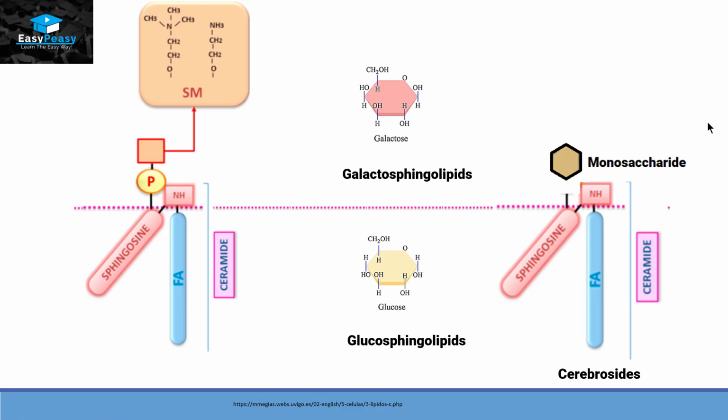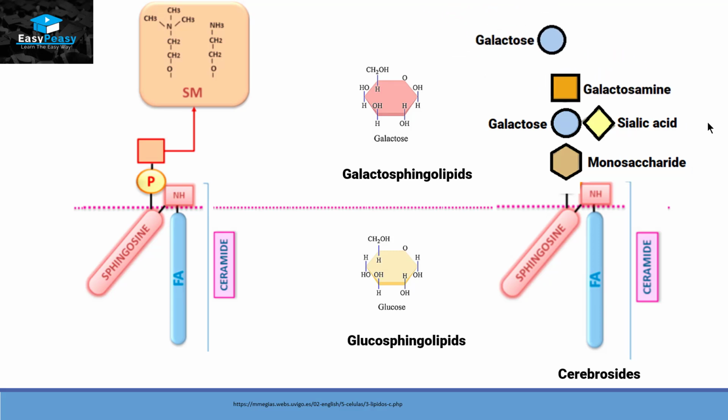If more monosaccharides attach to it, for example galactose with sialic acid attaching to galactosamine, and then this galactosamine attaching to another galactose and making an oligosaccharide here, then this compound will be called a ganglioside.